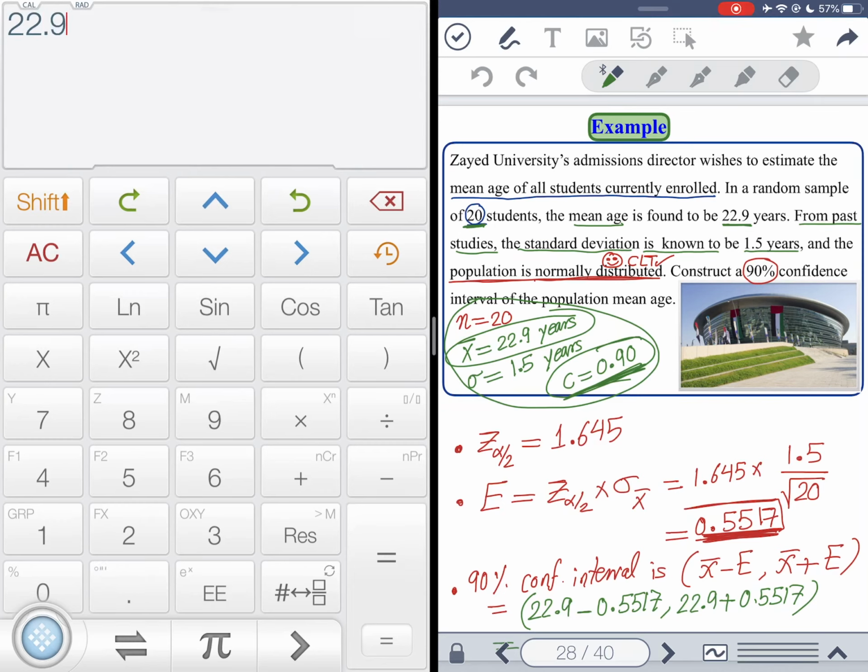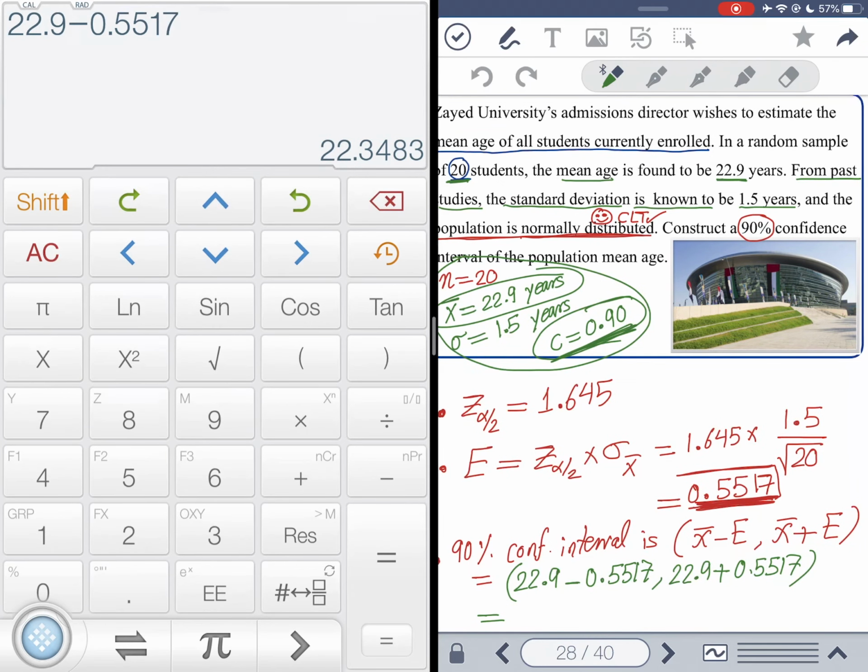So 22.9 minus 0.5517. Notice that you'll do it, and then the second time you don't have to do it. You just change the minus to plus. The numbers are entered already. So 22.3483, and then you go to this minus and make it a plus. So up to 23.4517. You can also say approximately 22.3 to 23.5 if you want just 1 digit.